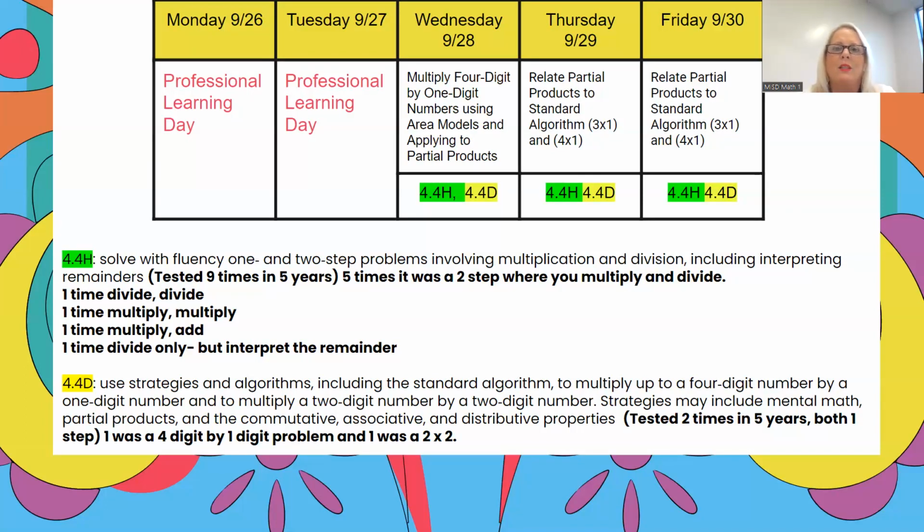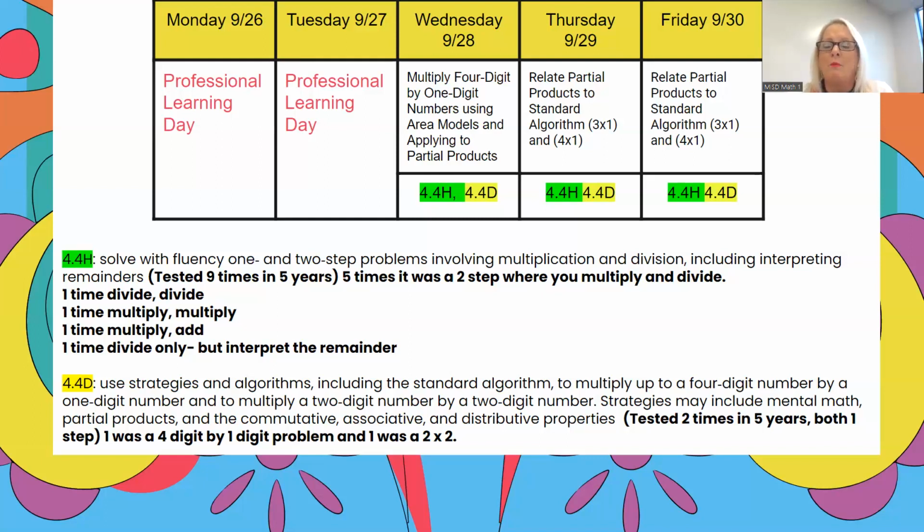And so on Wednesday, we're going to continue the area model, but also apply it to this idea of partial products, looking at partial products in a different way without the area model, allowing students to still use the area model if they need it, but relating those two items. Then we're going to take the partial products on Thursday and Friday and relate them to the standard algorithm. So we're going to compare and look for similarities and differences between partial products and the standard algorithm.